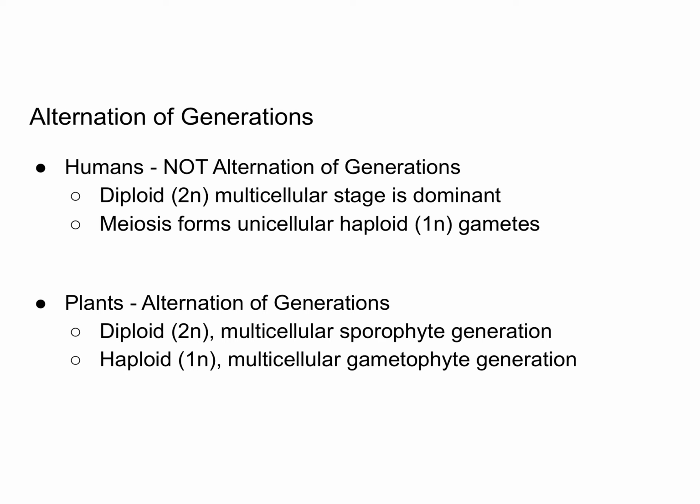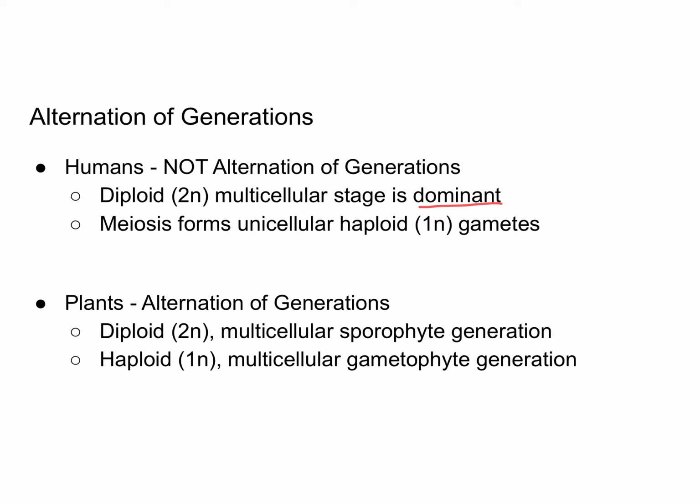So let's take a look at humans, just because you're probably familiar with how reproduction happens in humans. With humans, we do not experience a true alternation of generations. We pretty much have the diploid multicellular stage, and then we form gametes through meiosis. This diploid multicellular stage is dominant, which means that the vast majority of our lives are spent with our cells being diploid and with our organism being multicellular.